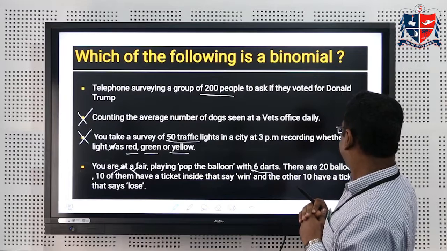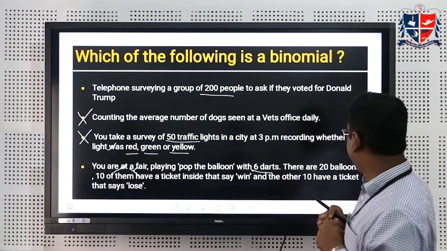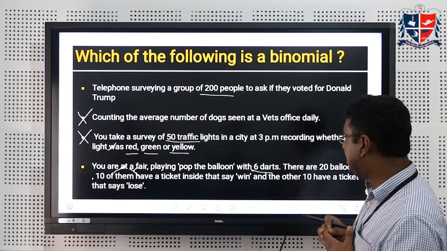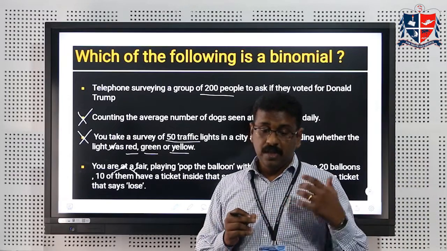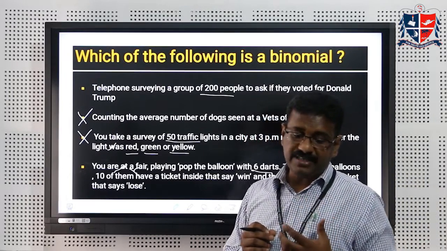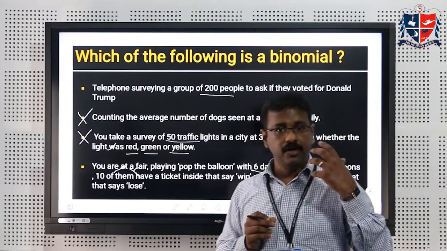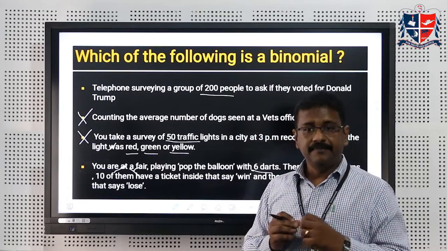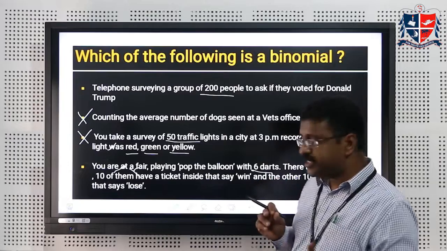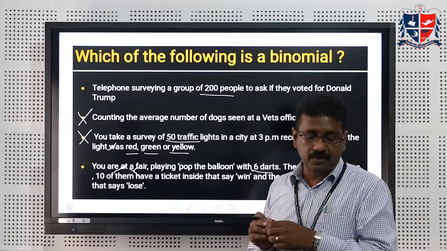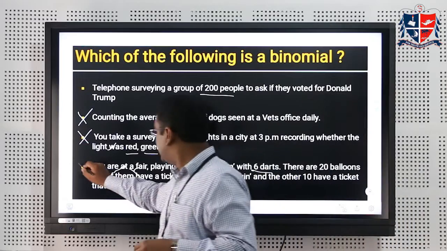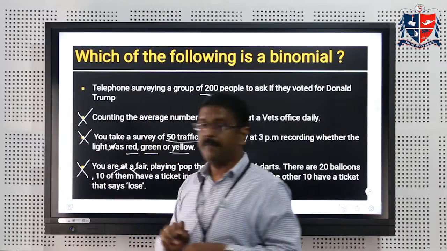The last one, there are 20 balloons, 10 of them have a ticket inside that says win and the other 10 have a ticket that says lose. So the probability of the trial would not be constant, because once you pop a balloon, the probability changes for the subsequent one. So this again doesn't qualify as a binomial problem.